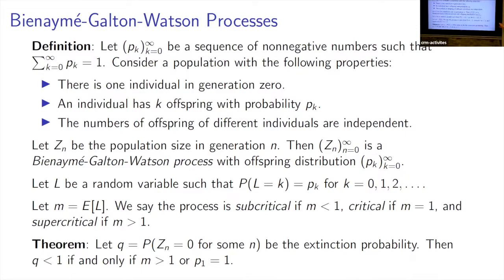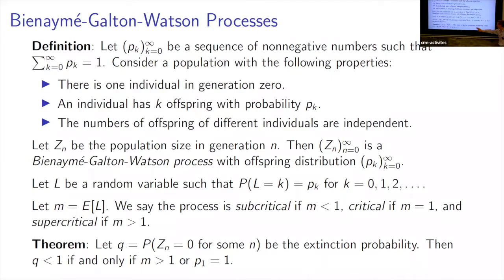I'm going to let L be a random variable which equals k with probability p sub k. So L has the same distribution as the offspring distribution for the branching process. We'll let m be the expected value of L, and we say the process is subcritical if m is less than 1, critical if m is equal to 1, and supercritical if m is bigger than 1. And as you probably know, if the process is critical or subcritical, then the population dies out with probability 1. If the process is supercritical, then with positive probability, the population survives forever.